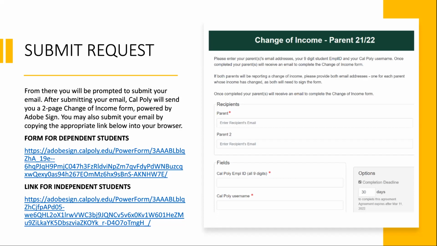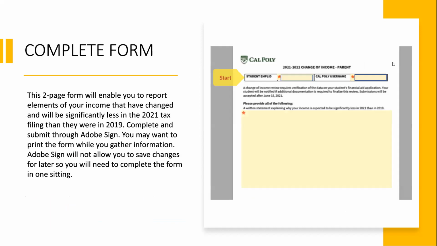Independent students will submit their own email and/or that of their spouse, in addition to their Cal Poly ID and username. To find your 9-digit Cal Poly ID, log into the Cal Poly portal and click on the Personal Information tab. Before you submit, consider how much time you will need to gather financial information to complete the form. The form is set to expire after 30 days, but if you need more time, you can adjust it by changing the number of days in the options box.